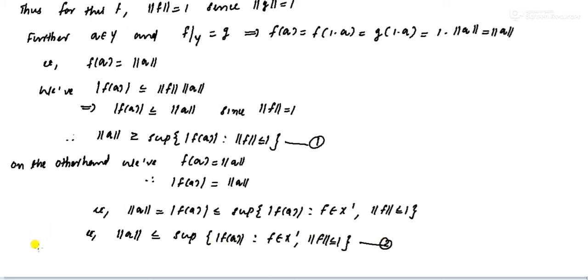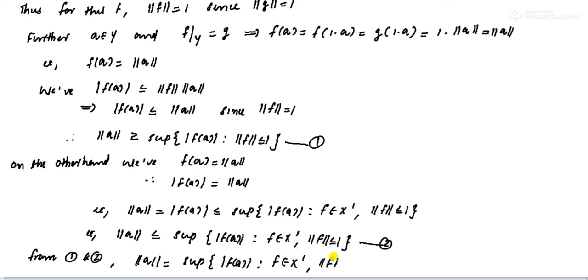So from equation 1 and 2, we get norm a equal to the supremum of mod f of a, such that f element of X* and norm f less than or equal to 1. Okay.